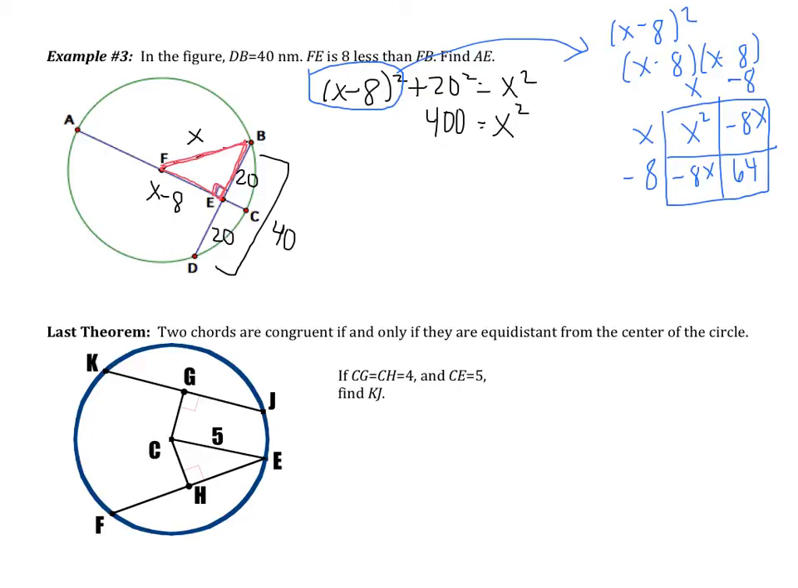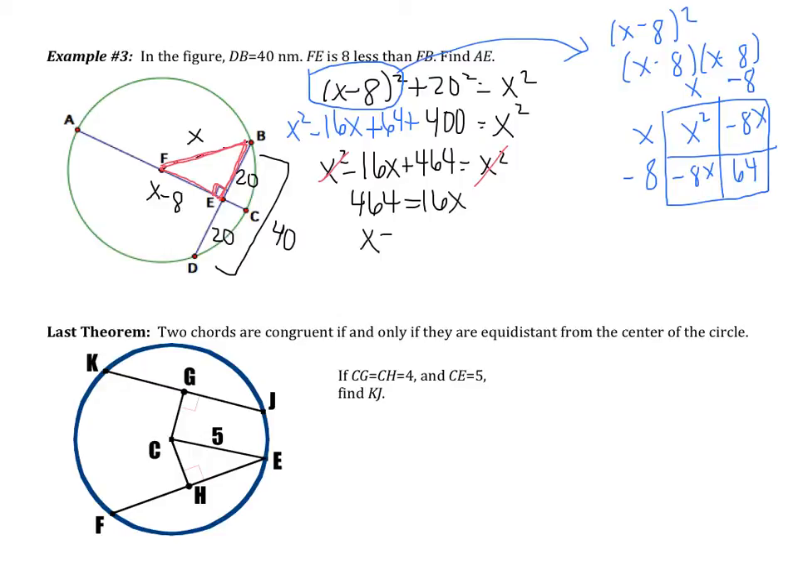So I'm going to substitute that back in. I have x squared subtract 16x plus 64 plus 400. Combining like terms, that's x squared subtract 16x plus 464 equals x squared. Conveniently, the x squareds are going to cancel from both sides. If I add 16x to the other side, I get 464 equals 16x. Dividing by 16, that gives me x equals 29. Okay, but that does not answer the question. The question asks for AE.